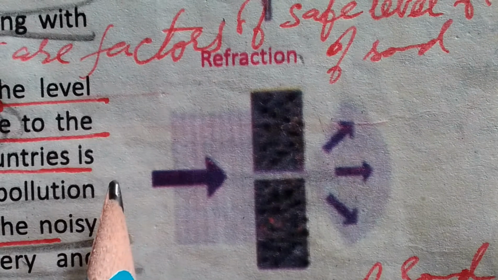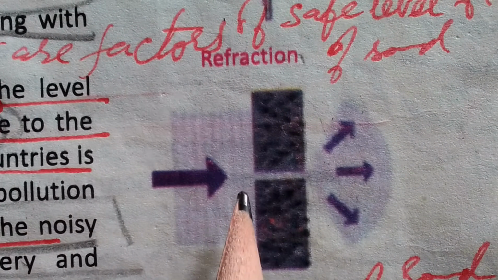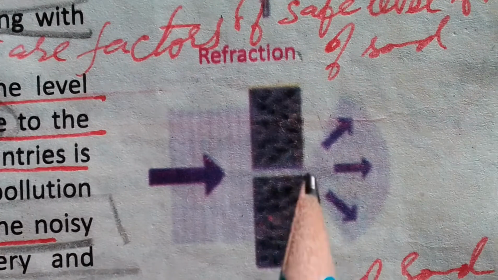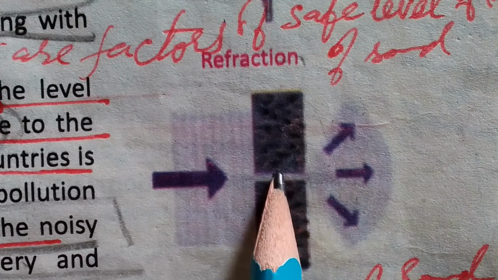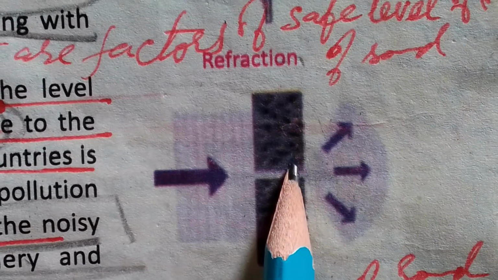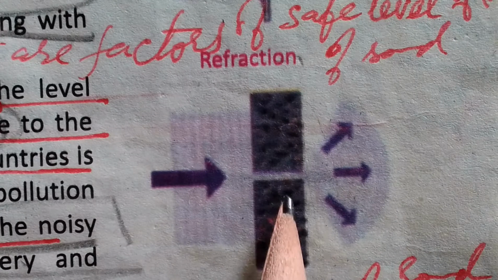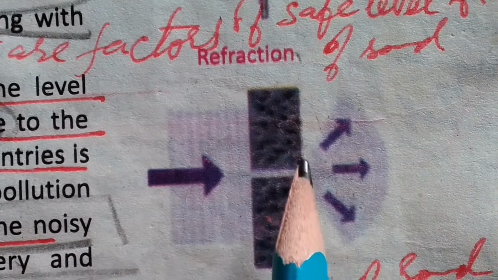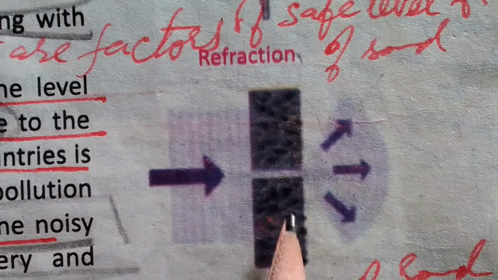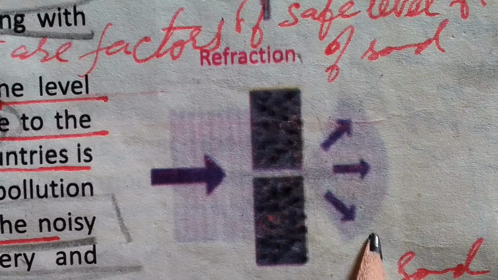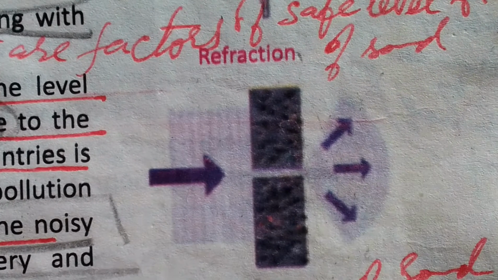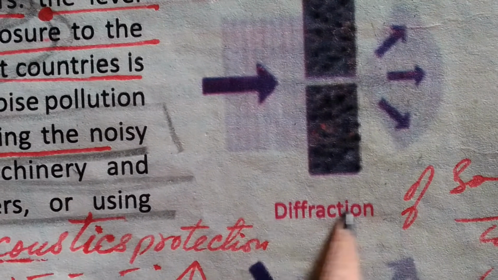When the sound waves hit the barrier, the sound waves pass through this slit, and these are the corners: this is the upper corner and this is the lower corner. This is upper corner and this is lower corner. Here what happens? The sound waves bend on the corners. This bending on the corners is known as diffraction.